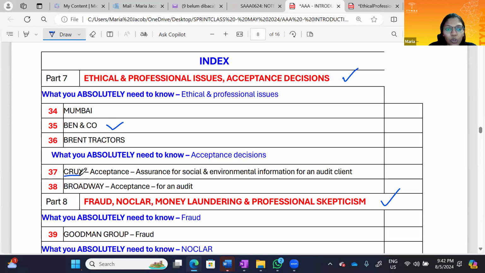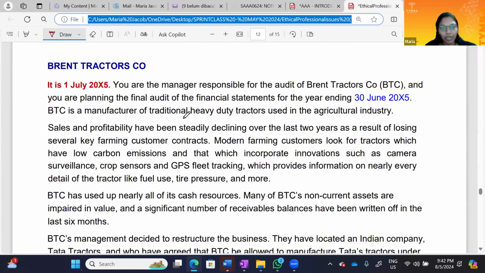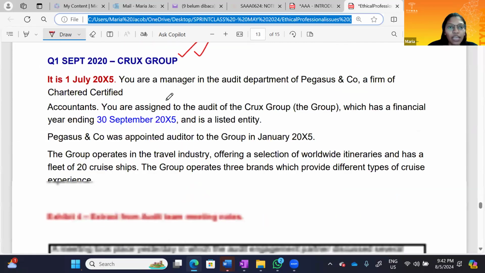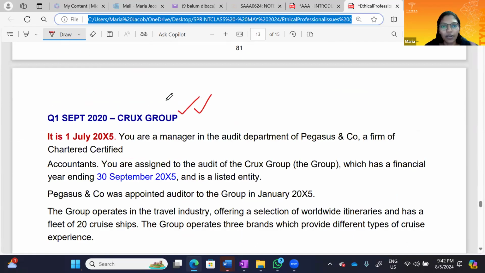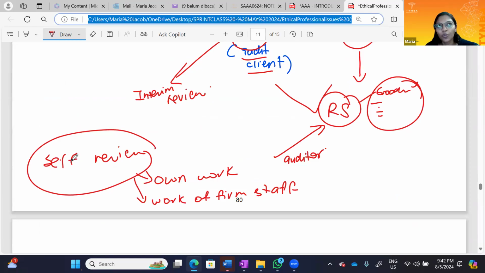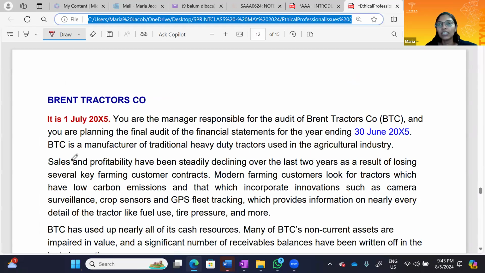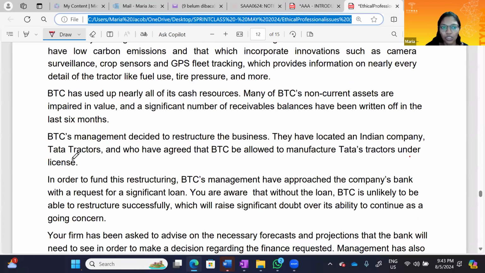So now we want to look at Crooks. Crooks on acceptance, assurance for social and environmental information. Let's go and look at the question. This one, please try on your own. Answer will be provided. Try on your own because it's very similar to Benco. If you understood Benco, you should be able to apply the same technique to answer this. And there is one part that is a very similar answer to Benco also.